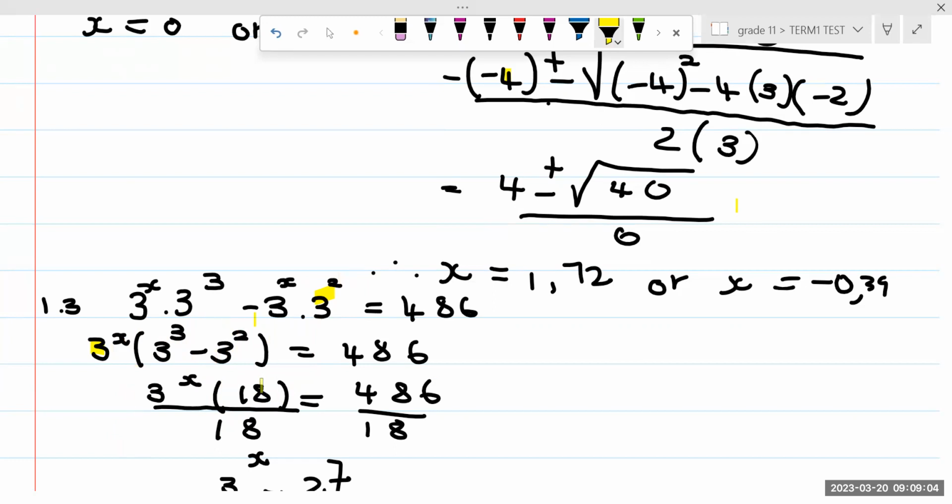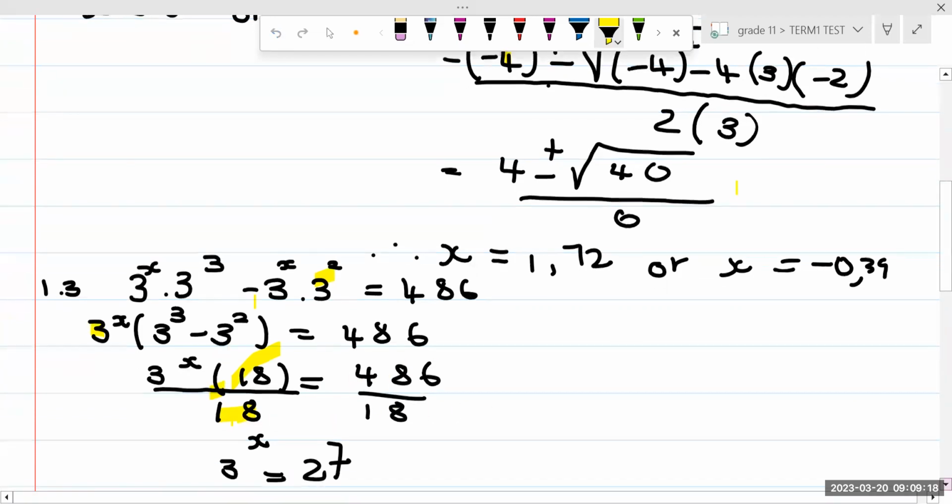Then we divide by 18, so this thing and this thing are going to cancel each other. Therefore, what you do on the left hand side, you do on the right hand side. 486 divided by 18 is equal to what? 27.